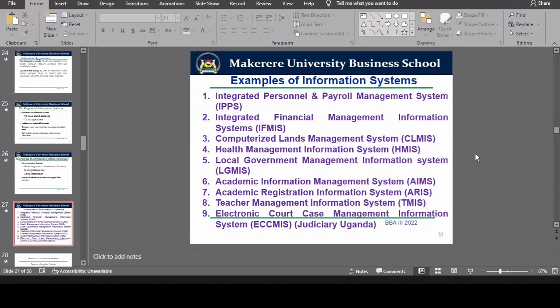The examples of information systems that organizations use: there's what we call an IPPS. This is used by the Ministry of Public Service to manage all the public servants in Uganda. Then the Integrated Financial Management Information System, IFMIS, is used by the Ministry of Finance in Uganda. Then the Computerized Lands Management System is for the Ministry of Lands. The Health Management Information System is for the Ministry of Health. The Local Government Management Information System is used by the local government. The Academic Information Management System is for universities.